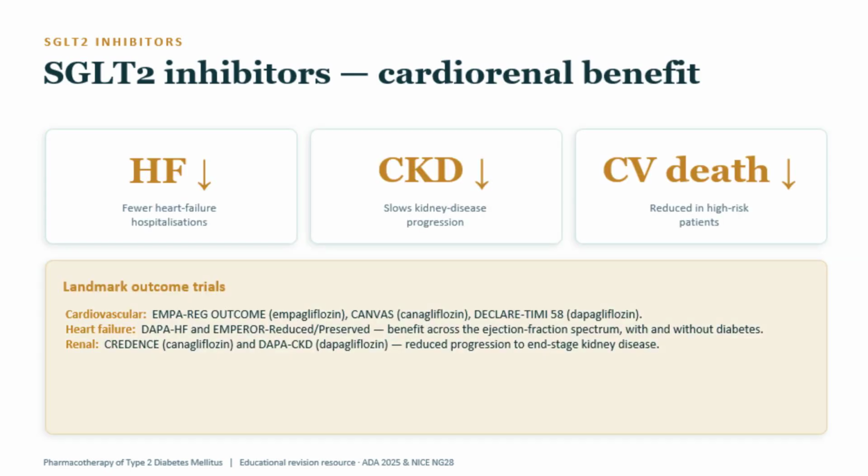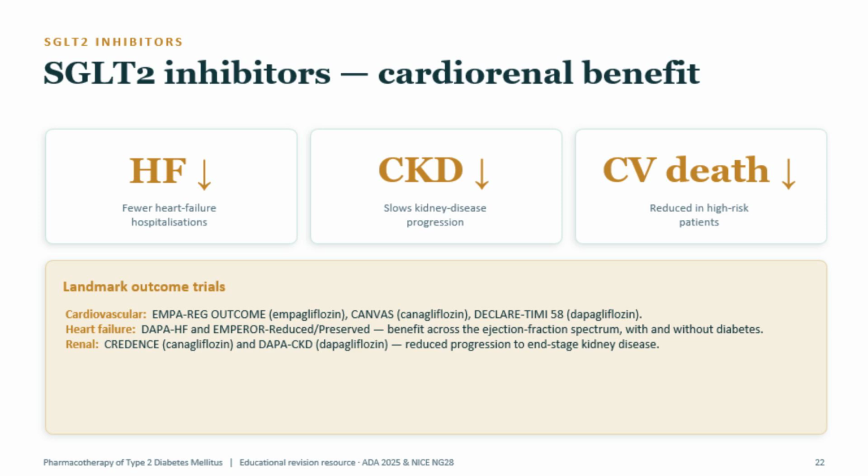This is the slide that changed the guidelines. SGLT2 inhibitors don't just lower glucose, they keep people out of the hospital and slow kidney decline. Fewer heart failure hospitalizations, slower progression of chronic kidney disease, and reduced cardiovascular death in high-risk patients. That's outcome data, not surrogate markers.